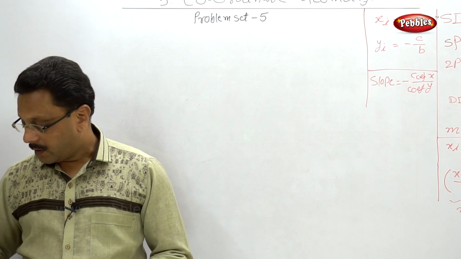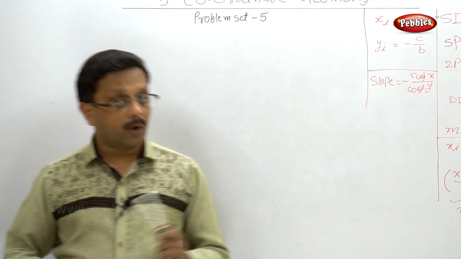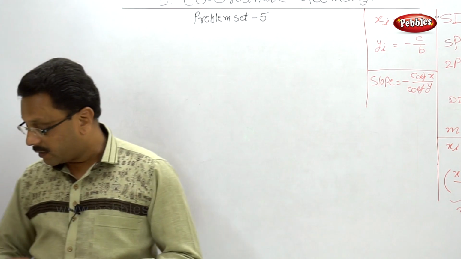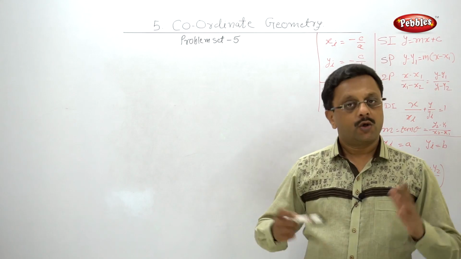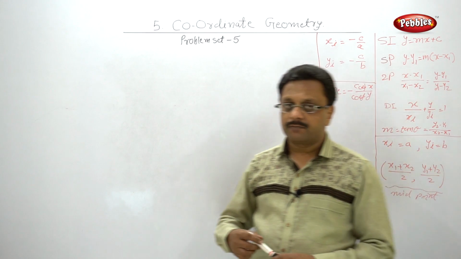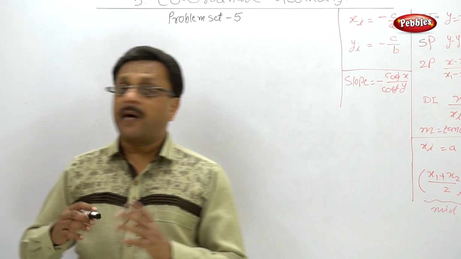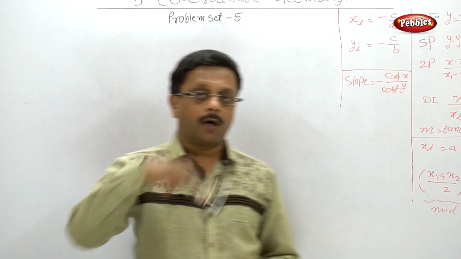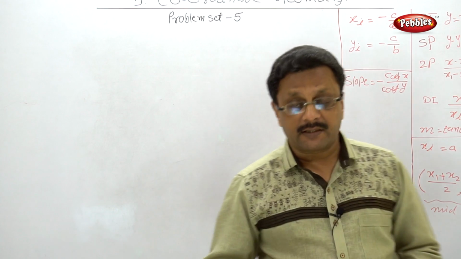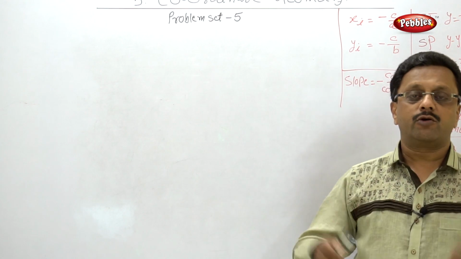Number 6. If P, Q, R, S, the coordinates are given, are the vertices of a quadrilateral, show that it is a parallelogram. Very simple. We already solved this kind of example. It is a parallelogram. What do you mean by that? The opposite sides or opposite lines are parallel. So what do you have to show?